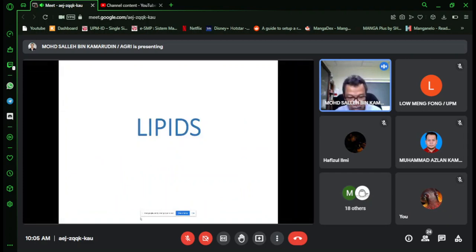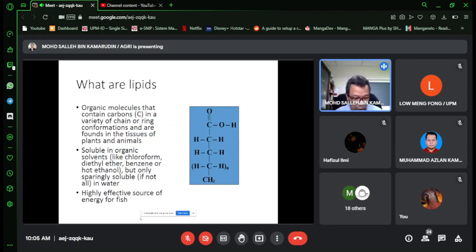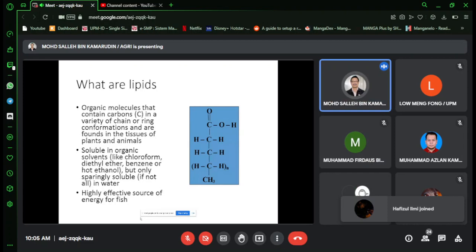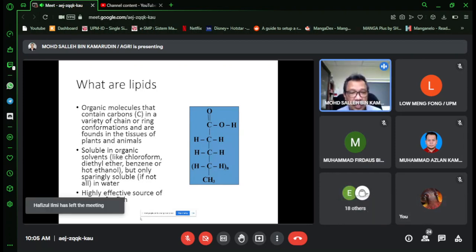Okay, today we'll be discussing on the lipid and lipid requirement in aquaculture. So, what are lipids? Lipids are organic molecules that contain carbon, serupa juga dengan protein and carbohydrate. But the difference is that the carbon is in a variety of chain or ring conformation and are found in tissue of plants and animals.